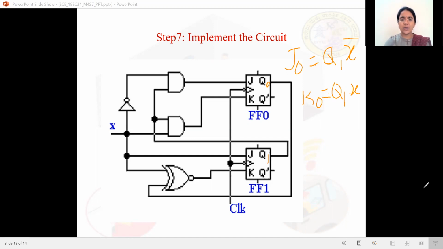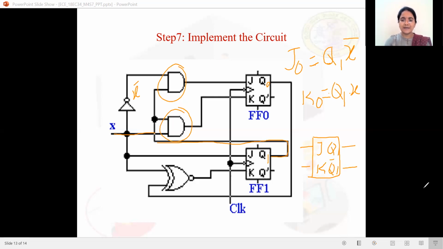By having these equations, we have to write the combinational circuit. This is the input variable X. Here is X bar; we consider one NOT gate, and the output here is X bar. And here we are considering Q1. We know how to draw the flip-flops. This is a JK flip-flop. Here the outputs are Q1 and Q1 bar.